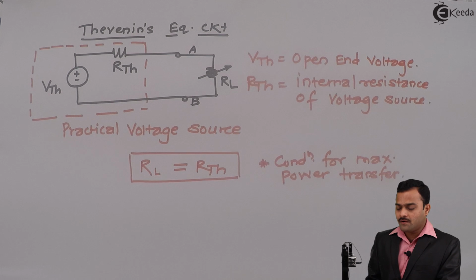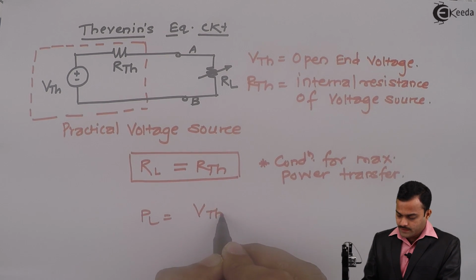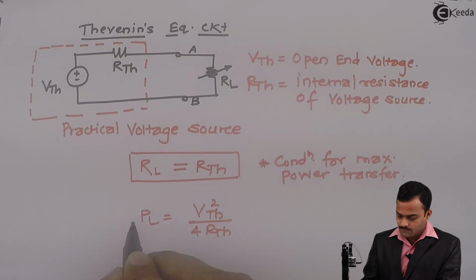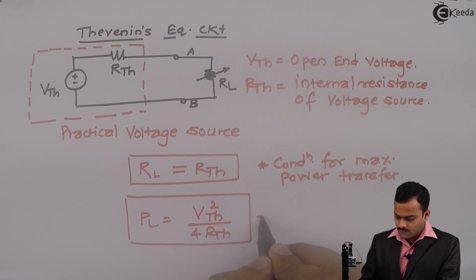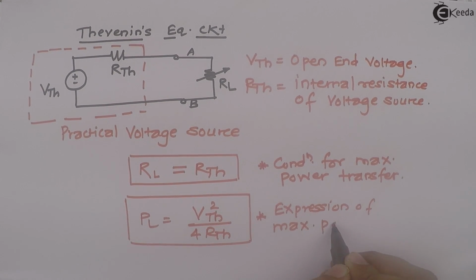And what will be that power? It is nothing but VTH squared upon 4 RTH. This is the expression of maximum power transfer.